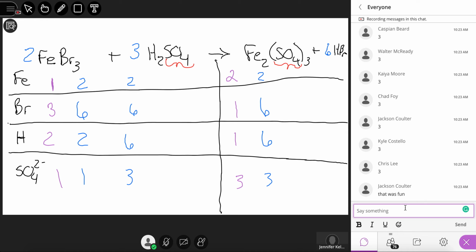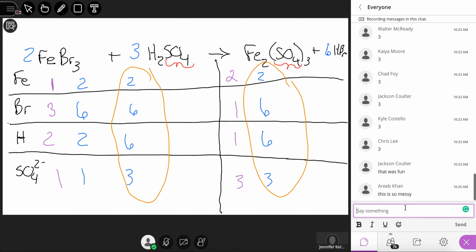So when I'm counting these up, remember that my goal is to get this and this to match because of the law of conservation of matter.